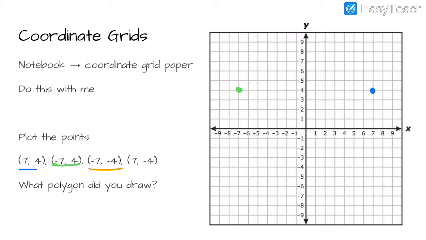Next we have -7, -4 to the left. 1, 2, 3, 4, 5, 6, 7, and then down 4. 1, 2, 3, 4. And then our last one is 7, -4, so to the right. 1, 2, 3, 4, 5, 6, 7, and down 4. 1, 2, 3, 4. And then go ahead and connect your dots.